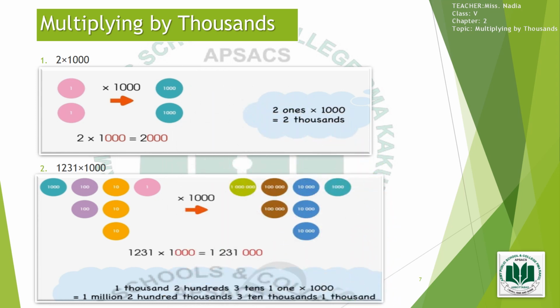Same method we will follow for multiplying by 1000, that is add 3 zeros at the end of the number and each digit moves 3 places to the left. You can see example 1 and 2.